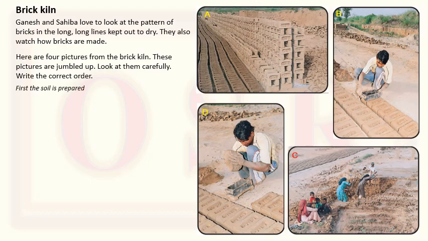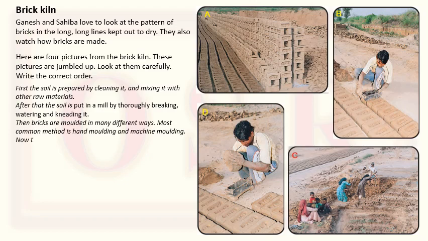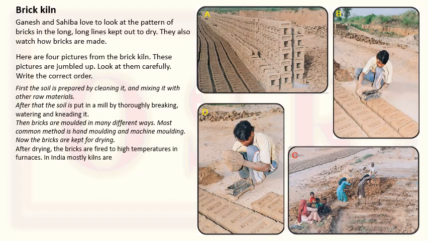First, the soil is prepared by cleaning it and mixing it with other raw materials. After that, the soil is put in a mill by thoroughly breaking, watering and kneading it. Then bricks are molded in many different ways. Most common methods are hand molding and machine molding. Now the bricks are kept for drying. After drying, the bricks are fired at high temperature in a furnace. In India, mostly kilns are used for burning. So our correct order would be C, D, B, A.